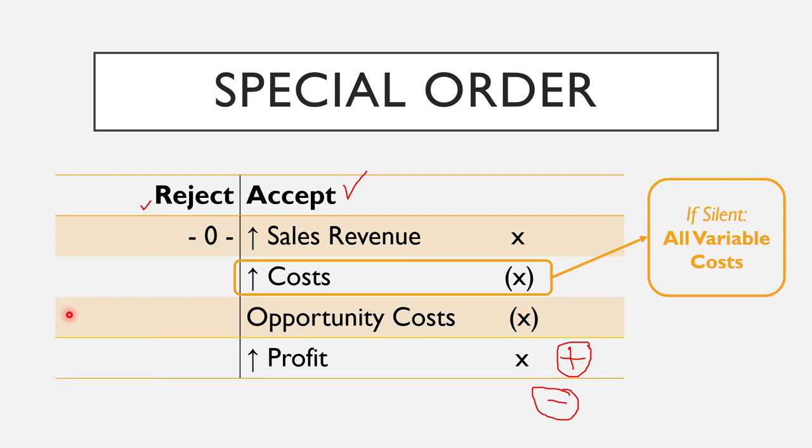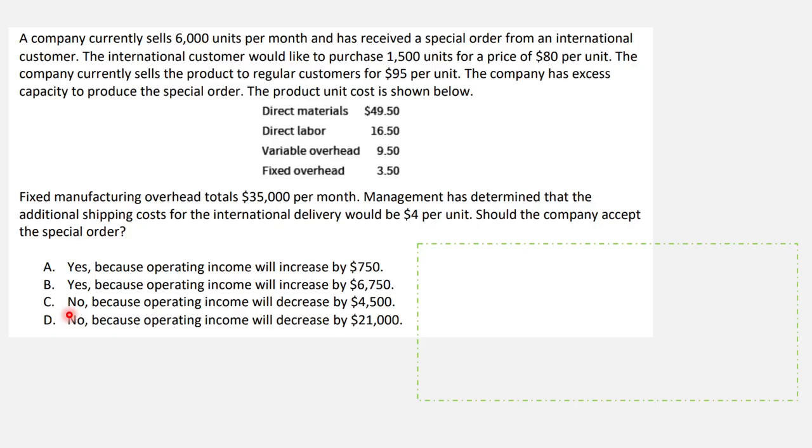Yan ay recommendation lang, no? Ultimately, yung decision kung accept or reject a special order, nandyan yan kay manager. Remember that ultimately, the decision of what to do belongs to the manager. It's the job of the manager. We as accountants are only showing the information relevant to this decision and a recommendation. The final decision would be made by the manager. Okay? I'll give you 2 minutes to answer this one. Go.